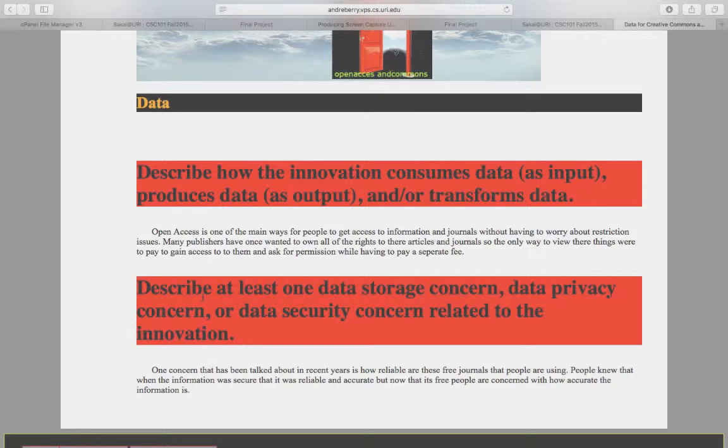And describe one concern in data storage, data privacy, or data security related to open access.